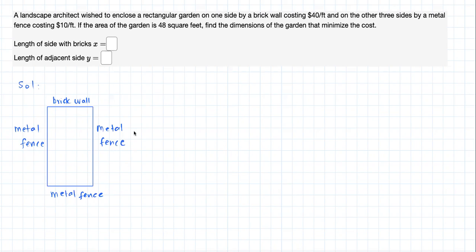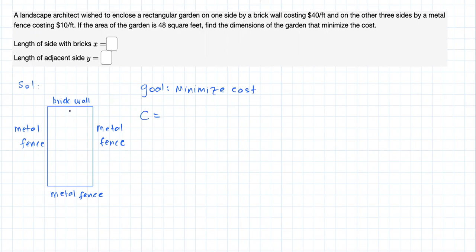Okay, this diagram represents our problem. This is a rectangular garden. This is the brick wall. This is the enclosing that we are going to do via this metal fence, right? So the goal: minimize cost, right?